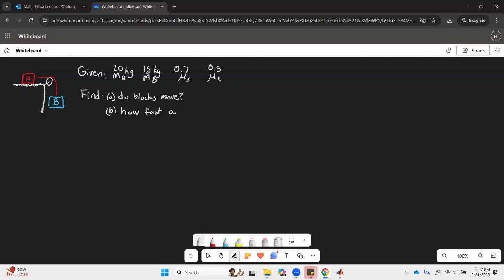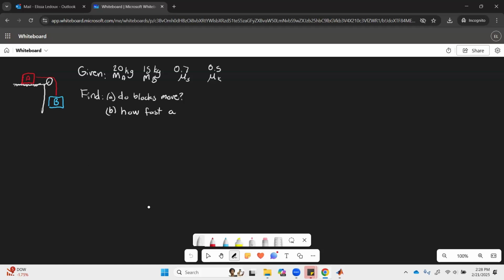Now, based on these numbers that are given to us, B weighs less than A. So is B going to be able to pull A? It depends on how much friction is on that table, if B will be heavy enough to overcome it. So we'll have to do the static check. And then after that, we'll be able to see if the blocks move and then how fast.